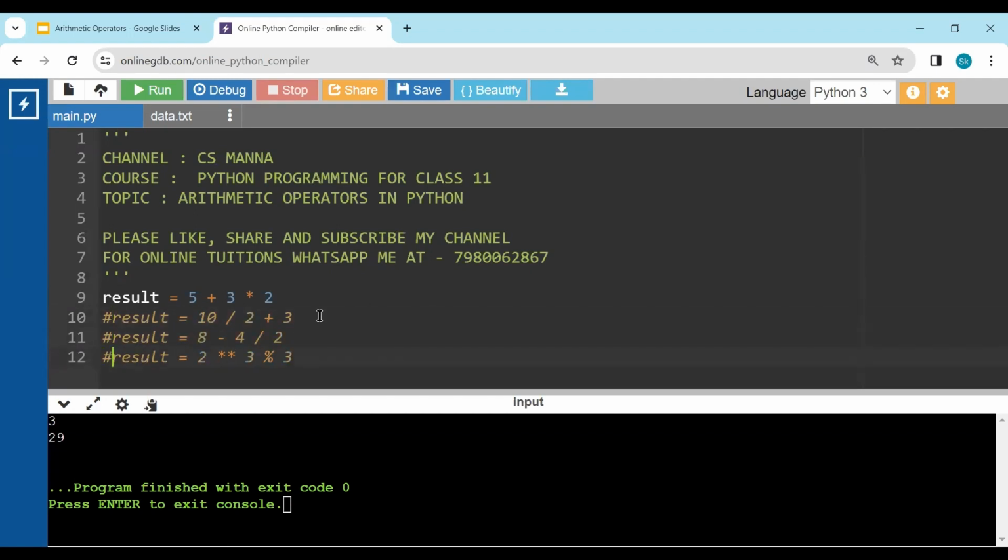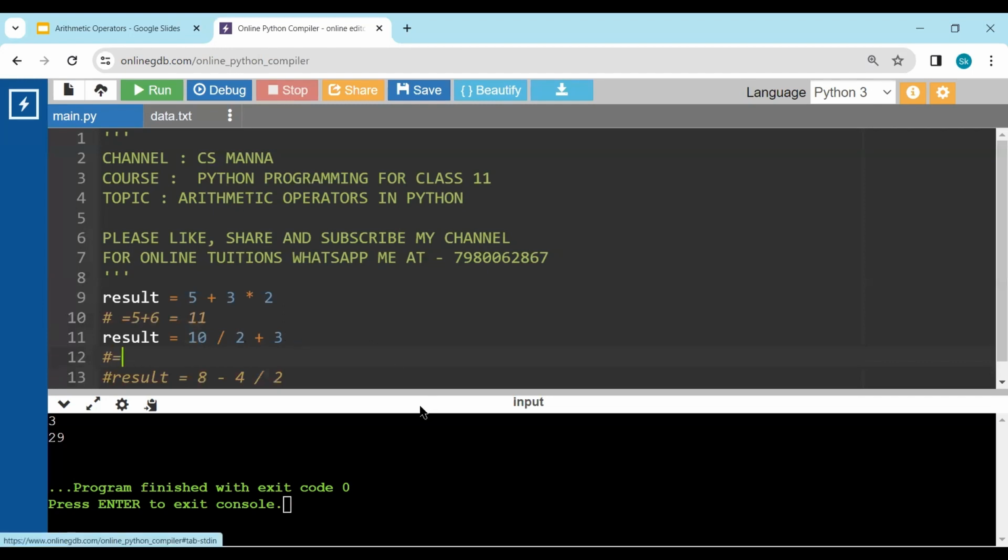So if you look at the first one, what we can see here is 5 plus 3 into 2. As per the precedence rules, multiplication will take the higher precedence. So it will be 5 plus 6, which at the next stage will be 11. Right. Now we come to the next one, which is 10 divided by 2 plus 3. Remember, 10 divided by 2 will give you 5.0, as we have already understood just now, and then plus 3. So it will be 8.0.